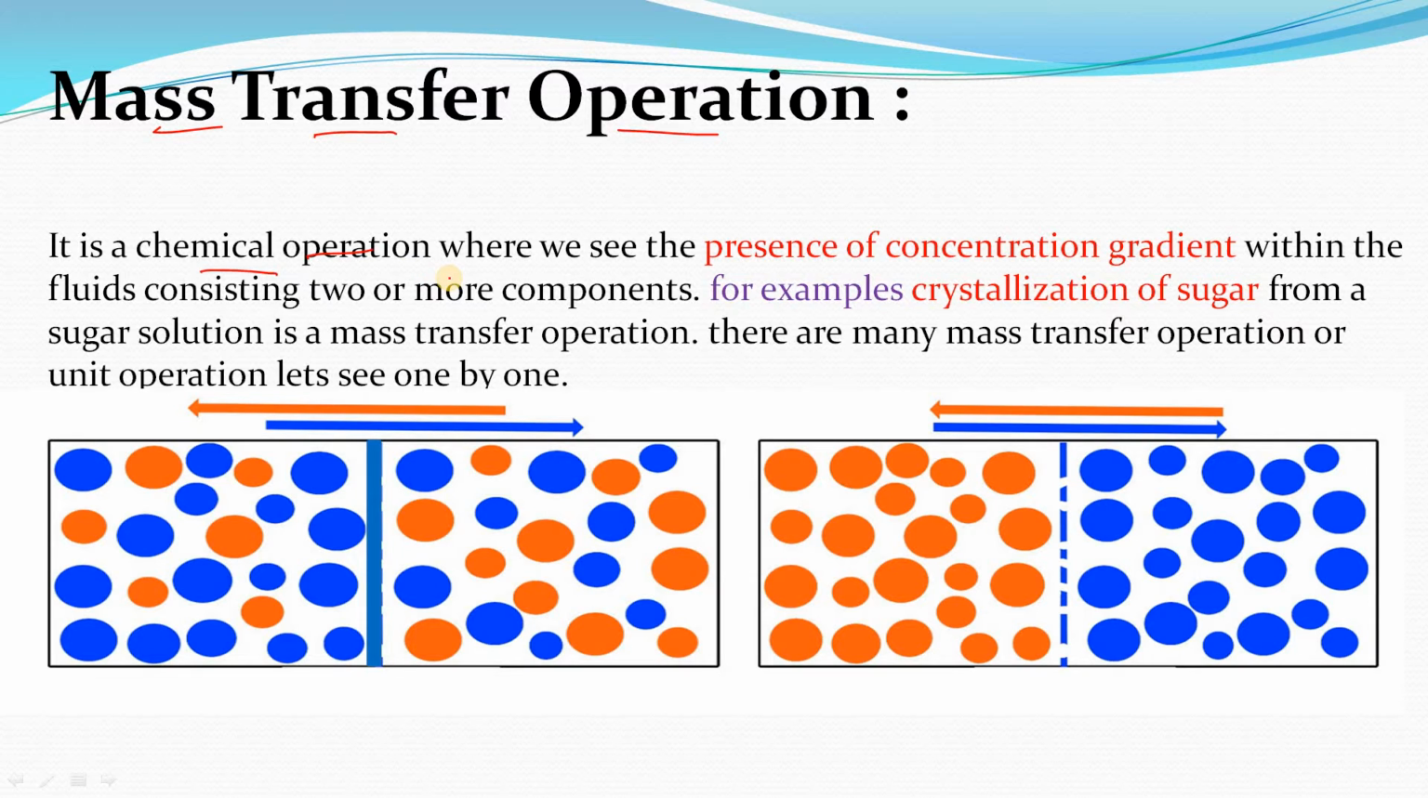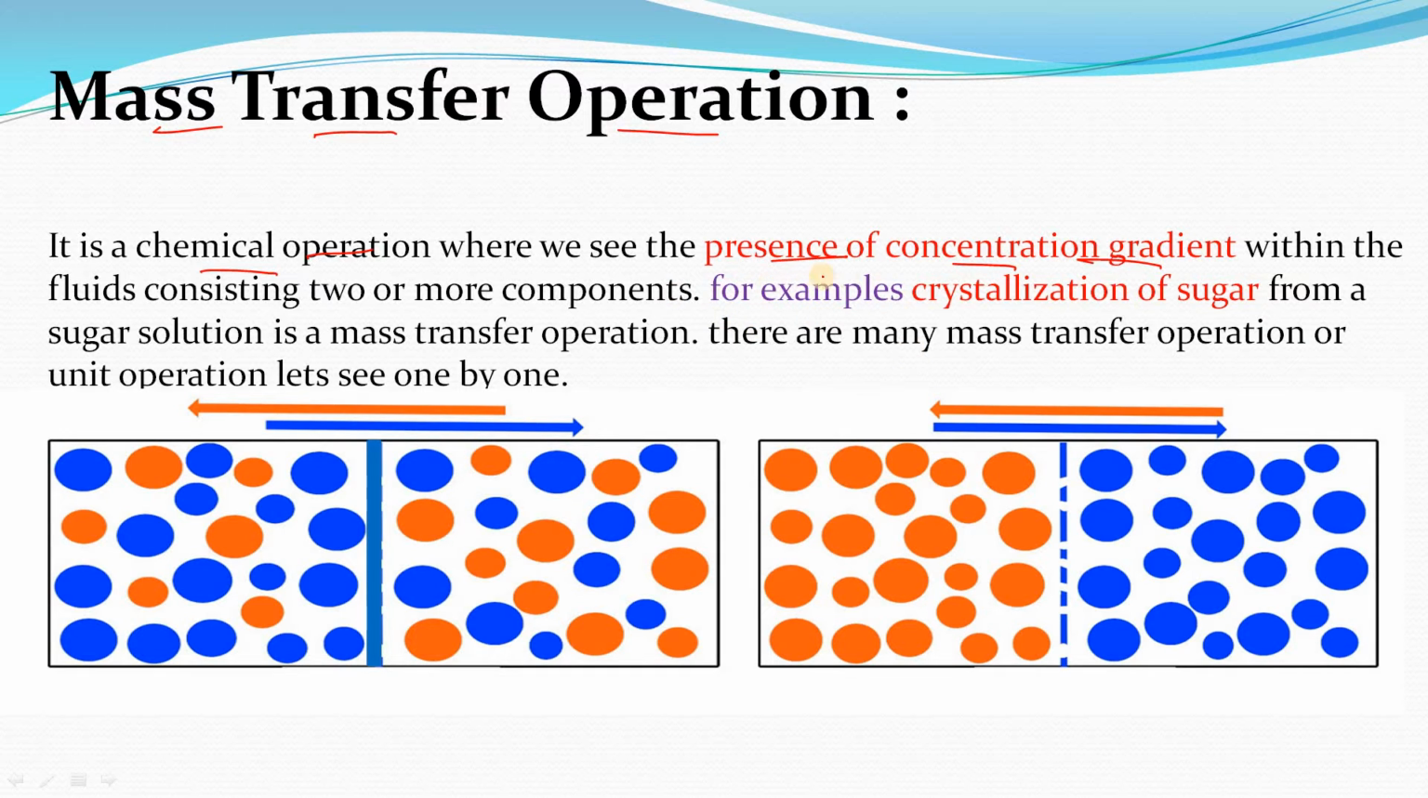If someone says to you, or if you say to someone, that mass transfer operation is a chemical operation, maybe he or she will be confused, but you have to say completely that I am talking about chemical operation, not a chemical process. A chemical operation where chemical changes do not happen. I am not talking about chemical changes here. I am talking about chemical operation where we see the presence of a concentration gradient. What is that concentration gradient? That concentration gradient is a driving force for mass transfer operation. What is the meaning of driving force? If you know the meaning of driving force, then let me know in the comments box.